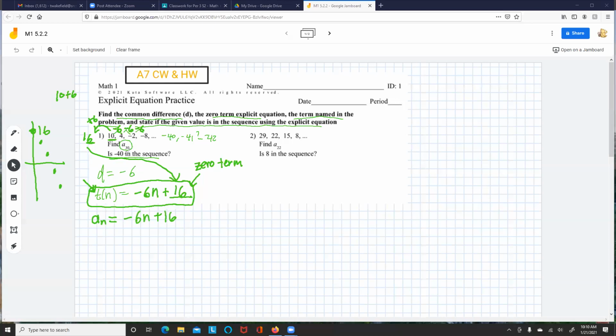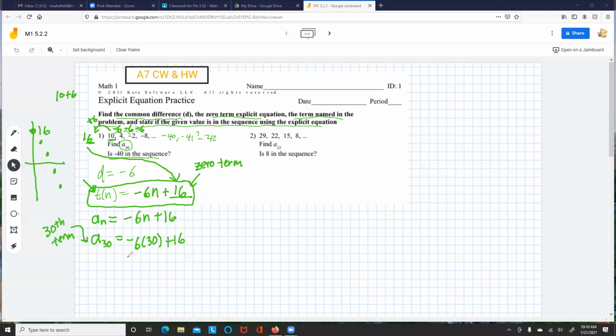Okay, and we want to find the 30th term. a sub 30 means find the 30th term, so we're going to put a sub 30. So you see the 30 is taking the place of the n. So this means the 30th term. Okay, and hopefully you're writing this down. So we're going to plug in 30 here. Negative 6 times 30 plus 16. Okay, and we're going to work this out.